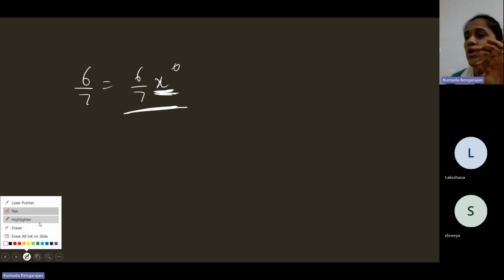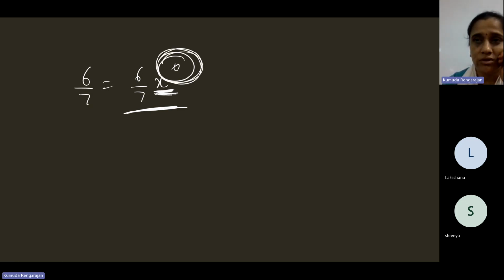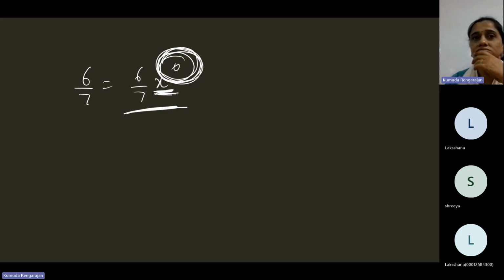The degree of a constant polynomial is 0. But a constant polynomial has no zeros. There is no value of x which can make this one 0. Because whatever be the value of x, to the power 0 is 1, and 1 into 6 by 7 is 6 by 7 itself. For no value of x can this be 0. So a constant polynomial has no zeros.